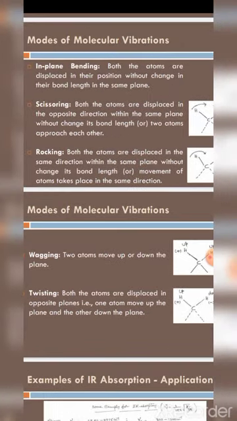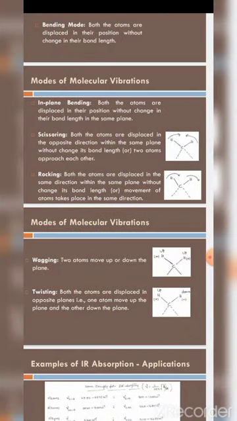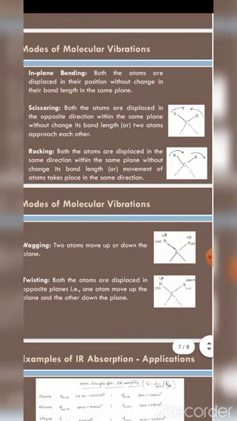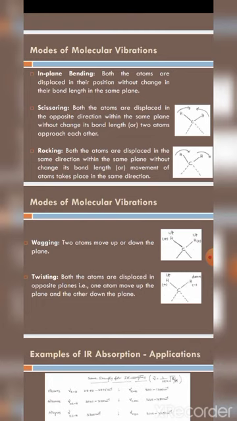The two atoms move up or down the plane. Here you can see in the diagram the two atoms should move up or down the plane. And the next one is twisting. Both the atoms are displaced in opposite planes. One atom moves up the plane and the other down the plane. Here we can see the up and the down. In this twisting, the atoms should be displaced in opposite planes. It means they are interchanging, but they are interchanging in opposite planes. That is, one atom moves up the plane and the other down the plane.